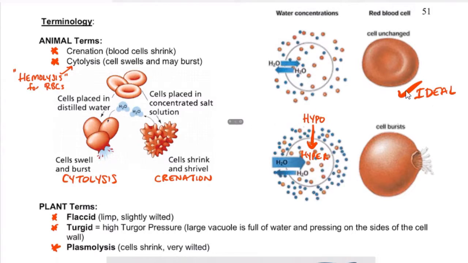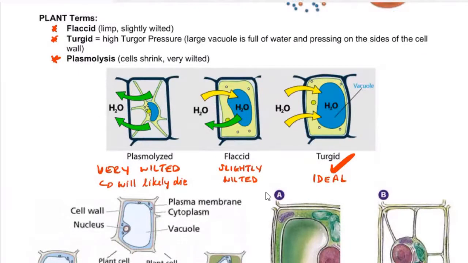Ideally, for an animal cell, you want it to be isotonic. Anything other than that will cause these conditions. Memorize the conditions that'll cause that. In terms of plants, flaccid would be the isotonic condition. Turgid is when you have high turgor pressure. That's the water vacuole pushing against the sides of the cell wall. This is ideal. This is what plants want.